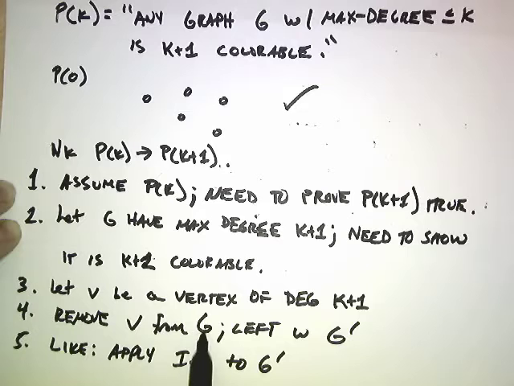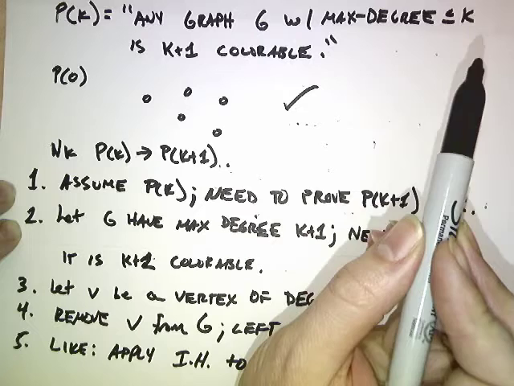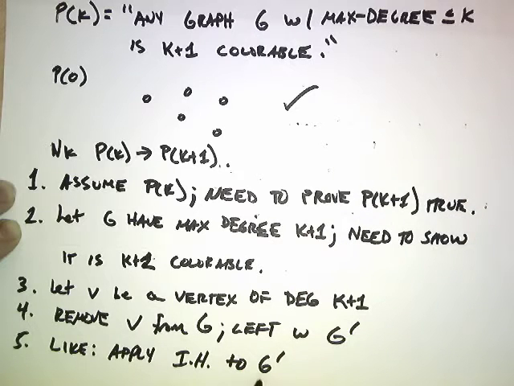I mean, if I have two vertices in g that have degree 10, and I remove one of them, g prime still has degree 10. So the inductive hypothesis, which talks only about graphs that have max degree k, doesn't necessarily apply to g prime because the maximum degree hasn't necessarily gone down. And so we can't directly apply the inductive hypothesis to g prime.